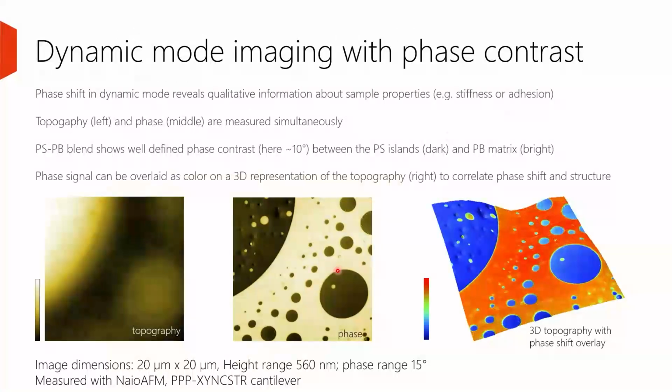And if I look at the phase image of this, you get a very beautiful difference between the two materials, having one phase for the polystyrene and a clearly different phase for the polybutadiene. This was measured on the NIO AFM with a soft tapping mode cantilever. And what you can do with Gwydion or other programs, you can actually overlay the phase over the topography and you get an image like this.